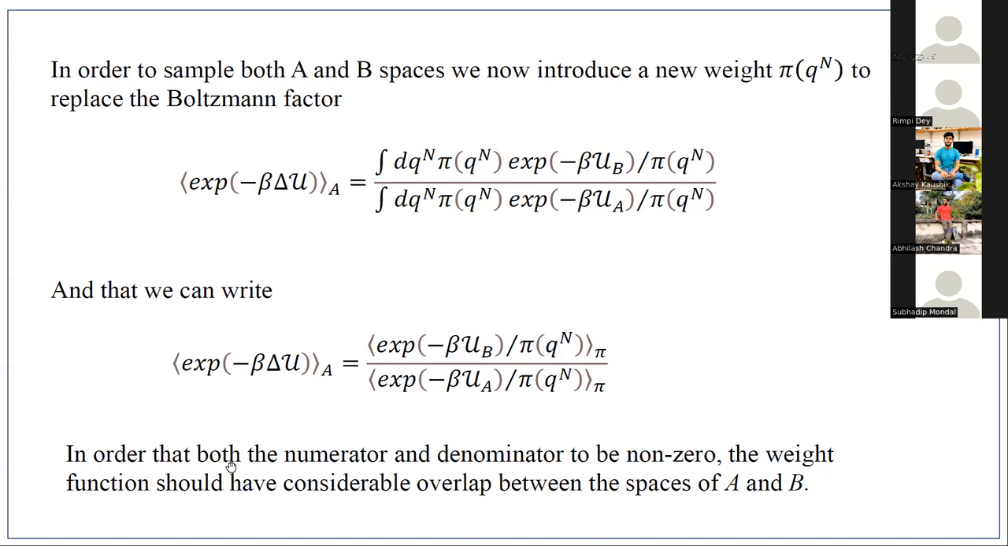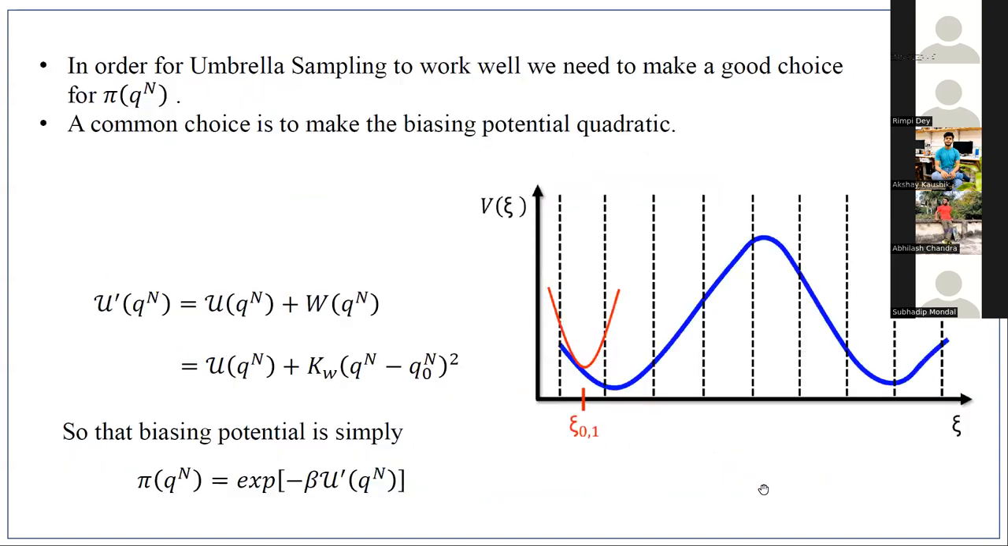In order for both the numerator and denominator to be non-zero, the weight function should have considerable overlap between the spaces of A and B. So for umbrella sampling to work well, we need to make a good choice of pi qn. A common choice is to make the biasing potential quadratic, because this quadratic function is easy to solve.